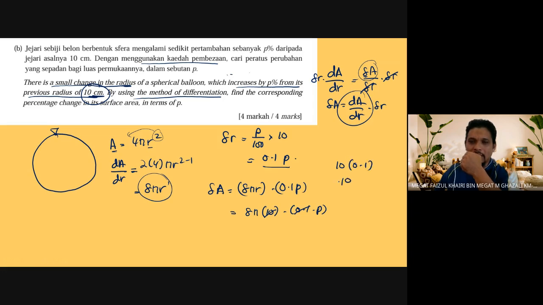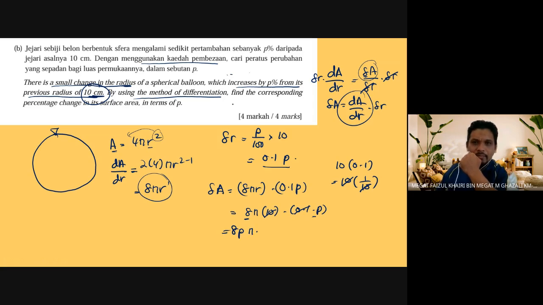The previous radius is 10 centimeter. So 8 pi, where r equal to 10, times 0.1 p. So 10 times 0.1, which is 10 times 1 over 10, equal to 1. So then it is 8p pi. Okay, so this is the small change, 8p pi.